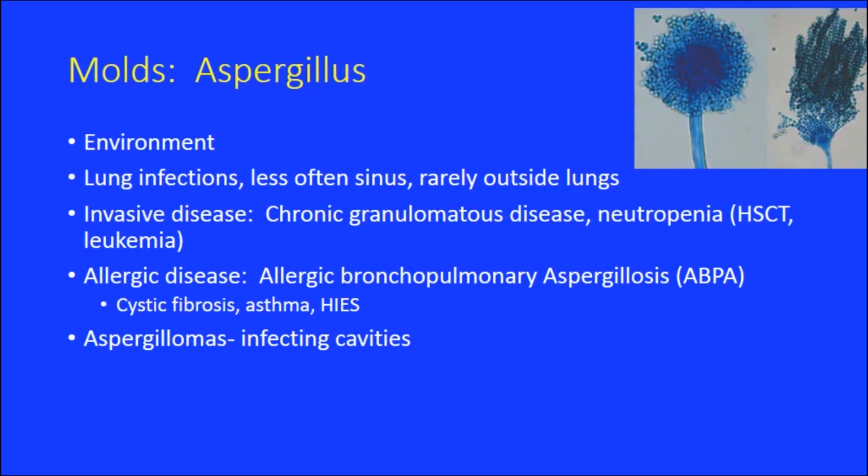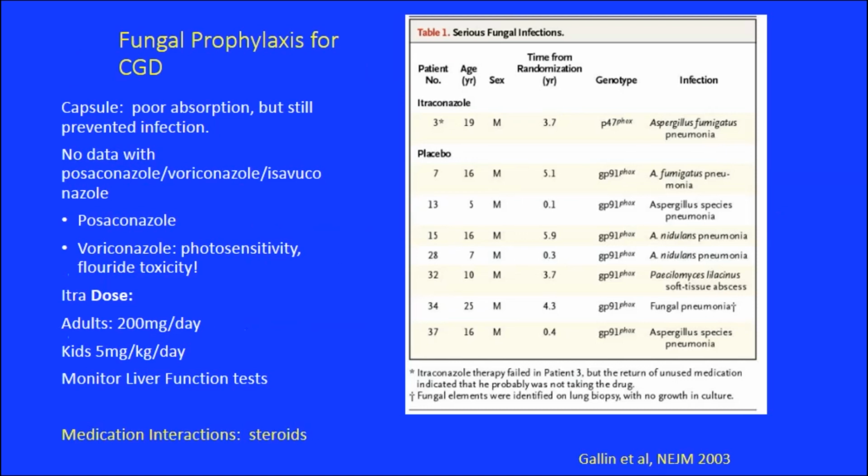They typically cause lung infections, sometimes sinus infections, and rarely go outside of the lung, usually only in the setting of severe low neutrophils, or in the case of chronic granulomatous disease. Again, even in chronic granulomatous disease, it's rare to go outside of the lungs. We see this causing much more invasive disease also in bone marrow transplants or leukemia. But Aspergillus can do a lot of other things besides the very severe invasive disease. It can cause destructive allergic disease, which I'll talk about with ABPA, and can cause aspergillomas inside lung cavities.